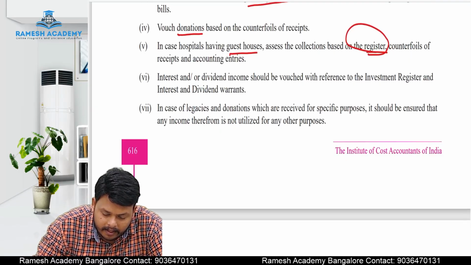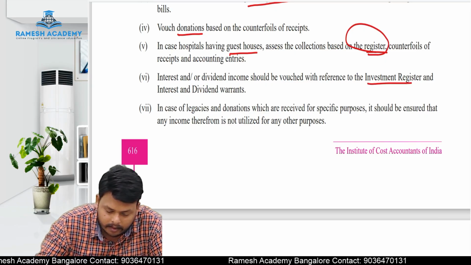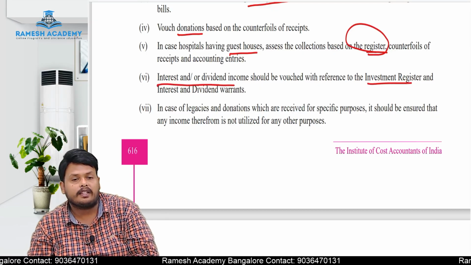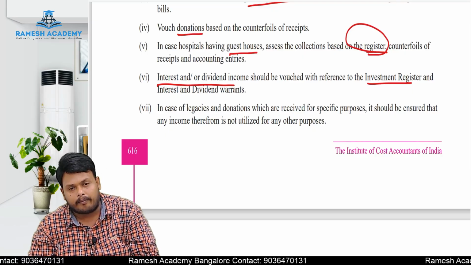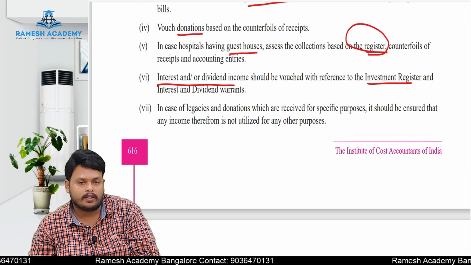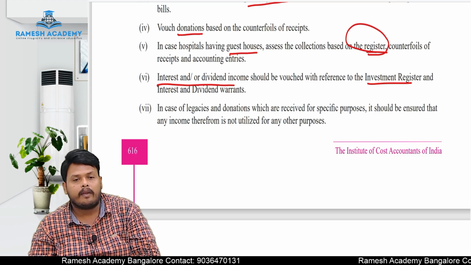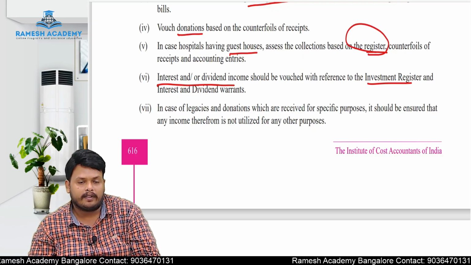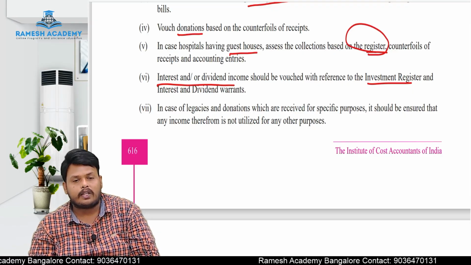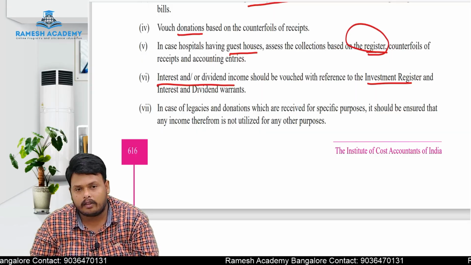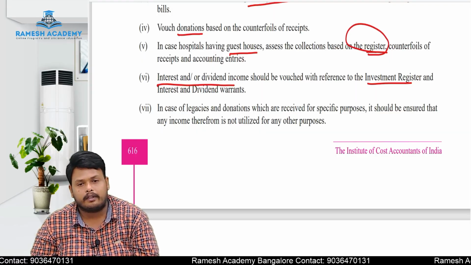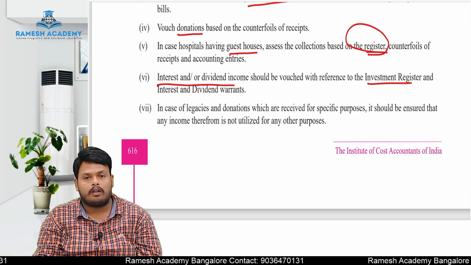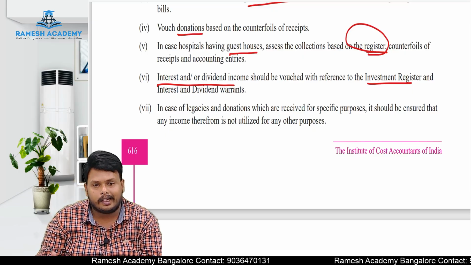Interest or dividend income should be vouched with reference to the investment register. Suppose the hospital has any surplus income, and that surplus income has been invested in shares of a company, in debentures, or in fixed deposits of the banks. In that case, from time to time, the auditor has to verify the investment register: what amounts have been invested in different areas and segments. The auditor has to see whether the hospital is regularly receiving interest on the fixed deposits, and whether the hospital is receiving dividends on the shares invested. All these things the auditor has to verify on a regular basis.